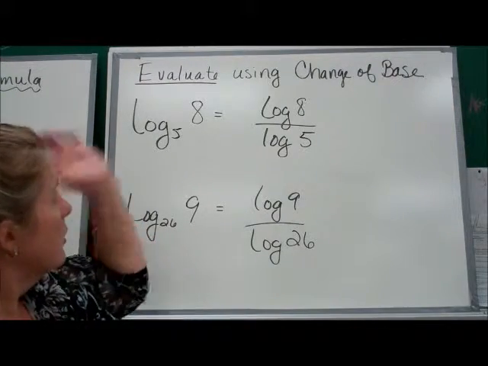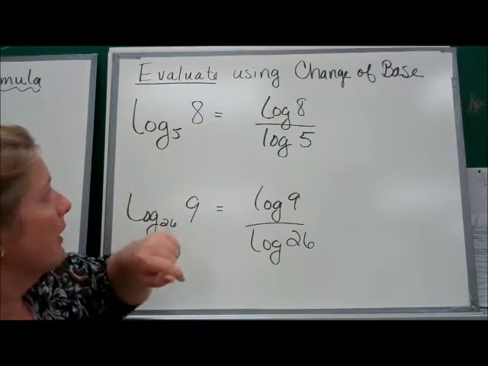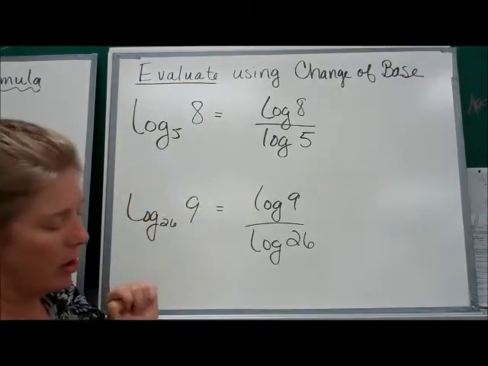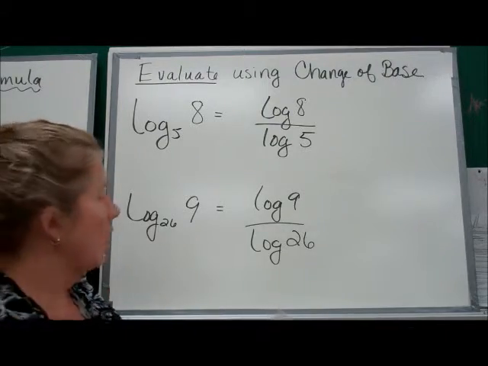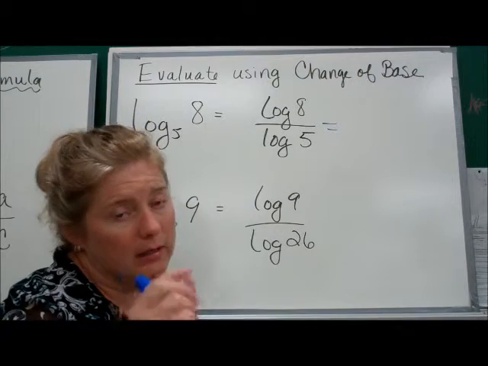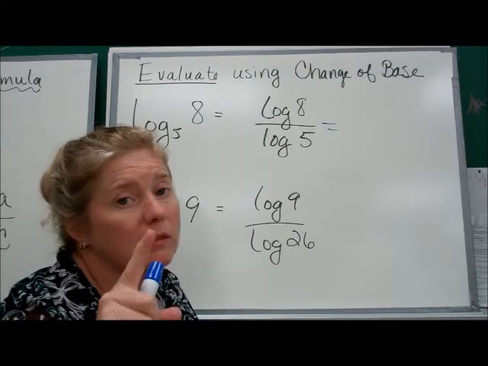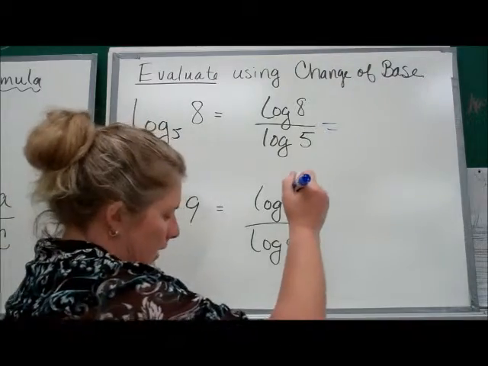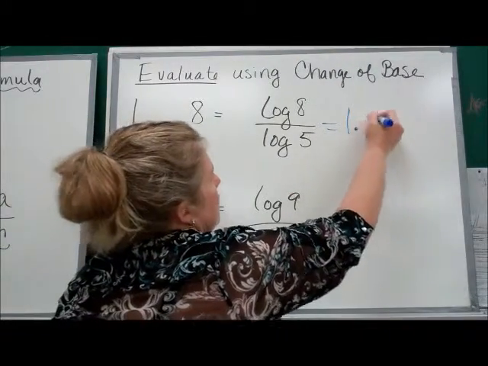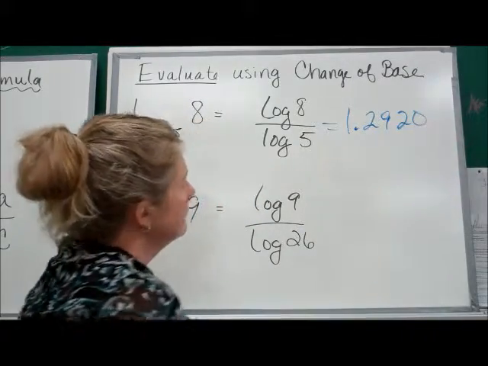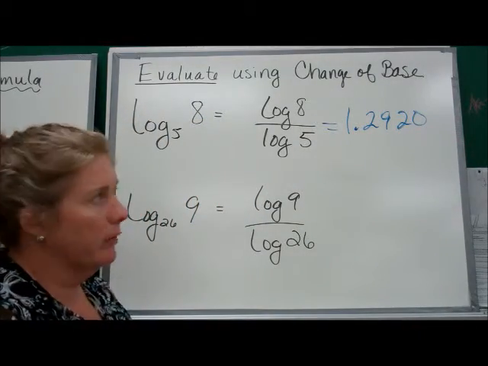So using the change of base formula and the common log, I'm going to change it to the log of 8 divided by the log of 5. And when you do that, you use your calculator. Now be careful, because my calculators will open parentheses. You've got to make sure you close them. And the answer is 1.2920. That's taken out to the 4th decimal place.